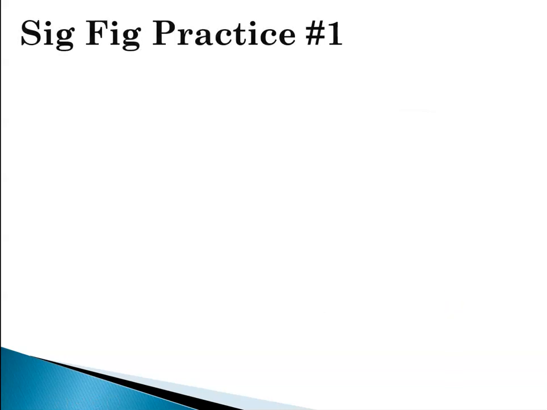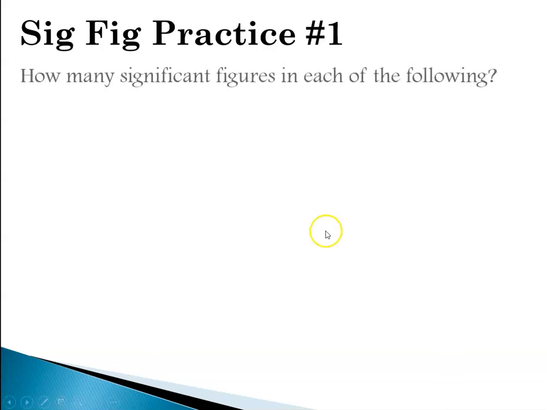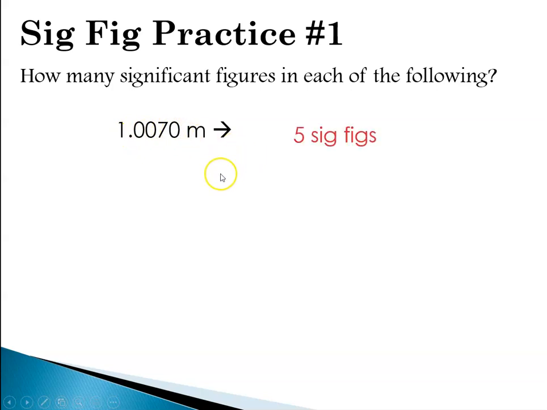So, sig fig practice one. How many significant figures are in each of the following? So the first number is 1.0070. So we have two kinds of zeros here. We know the non-zero integers are significant. We know the captive zeros are always significant. And in this case, we have a trailing zero. The number contains a decimal point, so we have 1, 2, 3, 4, 5 sig figs.